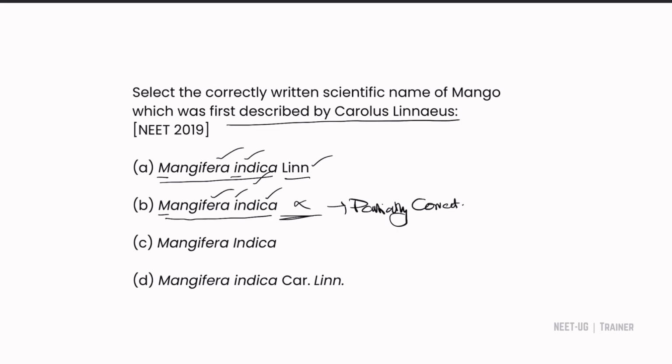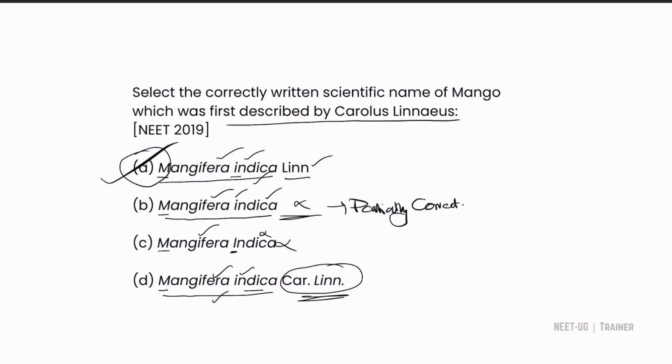Now coming to the third option. Genus name started with capital letter. True. But specific epithet also started with capital letter. So this is wrong. Which makes it the wrong option. And coming to the fourth option. Genus name started with capital letter. True. Specific epithet started with small letter. So this is also right. Everything was italicized. That is right. But authority citation is not given correctly. It was not abbreviated properly. So here the correct answer is A.